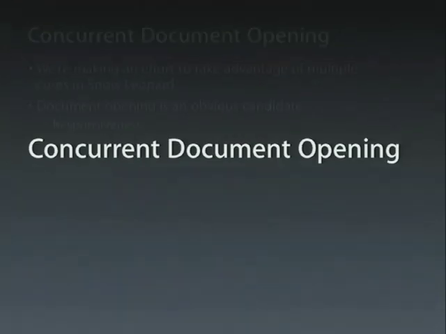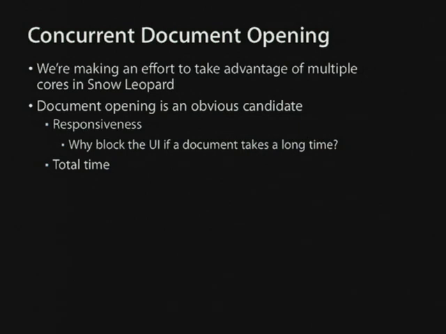First off, concurrent document opening. As you might have heard in some of the sessions that have already taken place, we're making a big effort to take advantage of multiple cores in Snow Leopard. And document opening is a pretty obvious candidate for this because it's something big and blocky, and if each document being opened gets its own core, it's pretty easy to accomplish.